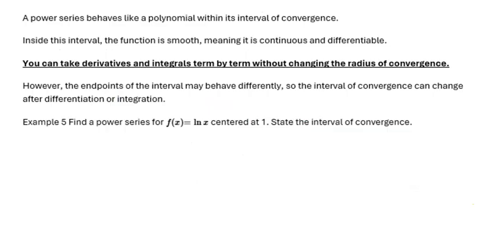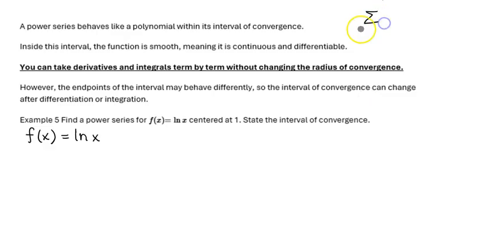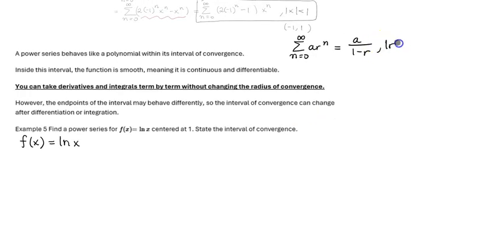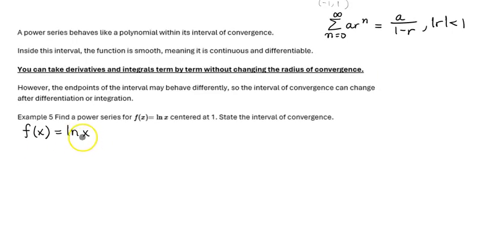So in example 5, we want to find a power series for the function f of x equal to natural log of x, which may seem a little odd at first, because for all of the problems that we've been doing so far, we have very specifically been using the fact that a geometric sum of the form ar to the n converges to a divided by 1 minus r if the absolute value of r is less than 1. So what we have been doing is taking our functions, which have always been rational functions, and retrofitting them to this.